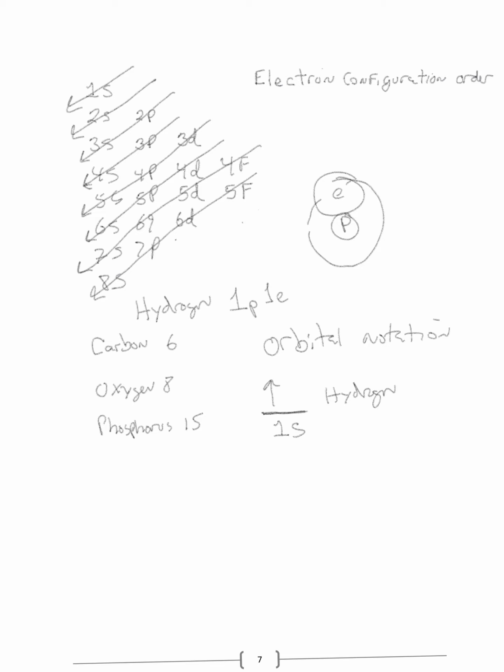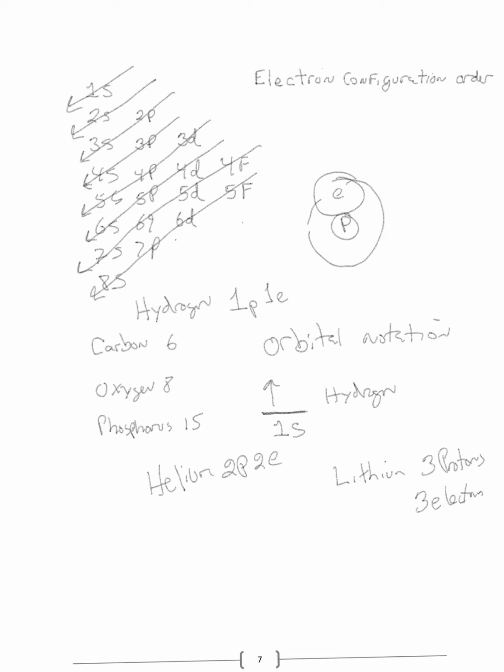Now, if we look at lithium, lithium is the second element. Oh, sorry, the third element. So lithium has 3 protons and it has 3 electrons. Then let's look at helium as well. Helium has 2 protons and 2 electrons, ignoring the neutrons. So if we did the orbital notation for hydrogen and helium and lithium, they would look like this.